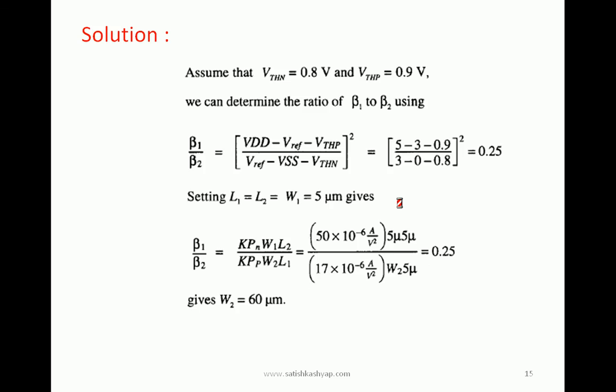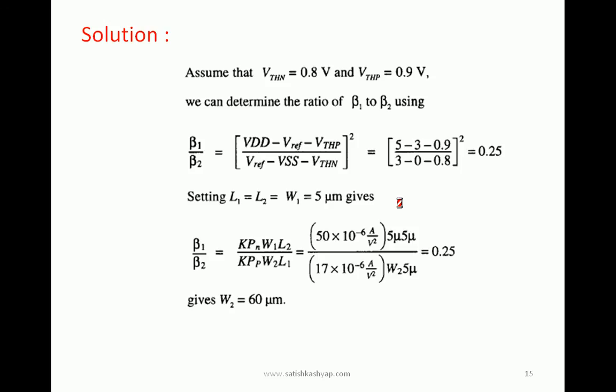So how to solve this one? Threshold voltage of NMOS we are assuming as 0.8 and threshold voltage of PMOS as 0.9. It can be 0.83, 0.91 exact values, but here we are going to suppress the second digit. Only 0.8 and 0.9 we are taking. And the reference voltage is given as 3 volts. So we know the power supply voltage and we know the reference voltage, so we can get the beta 1 to beta 2 ratio.